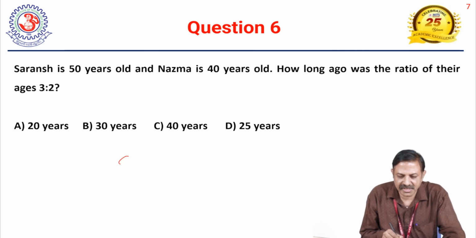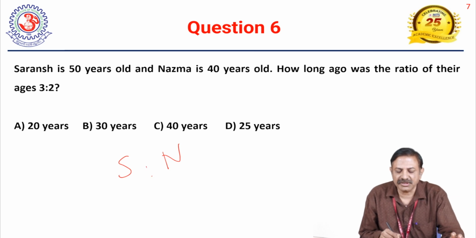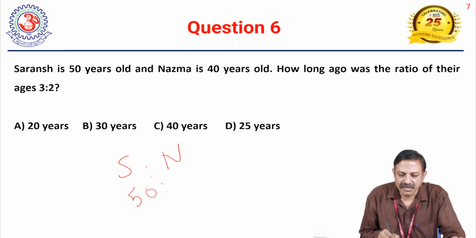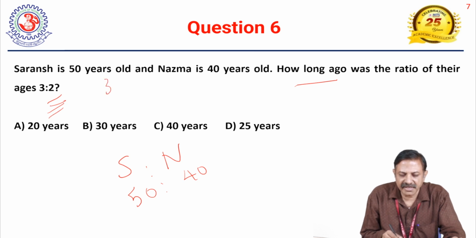There are 2 persons, Saranj and Nazma. What is it telling about them? This is question number 6. Saranj is 50 years in age. Nazma is 40 years. How long ago was the ratio 3 is to 2? The ratio between Saranj and Nazma must be 3 is to 2. How long ago? What are these options for? Number of years ago: 20 years ago, 30 years ago, 40 years ago, 25 years ago.